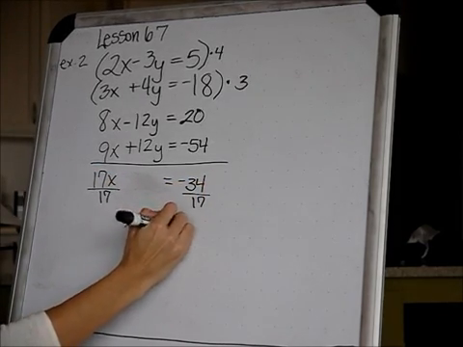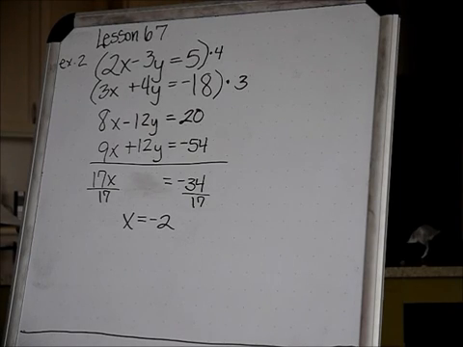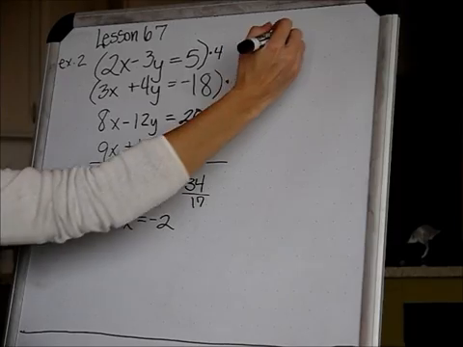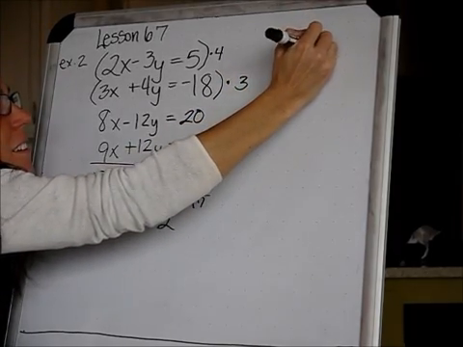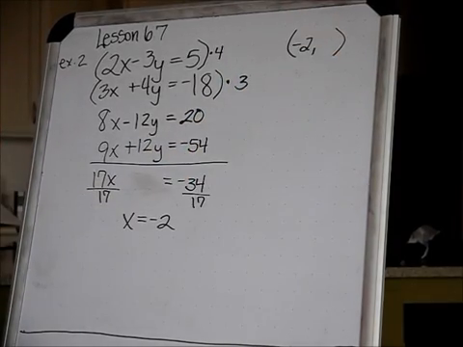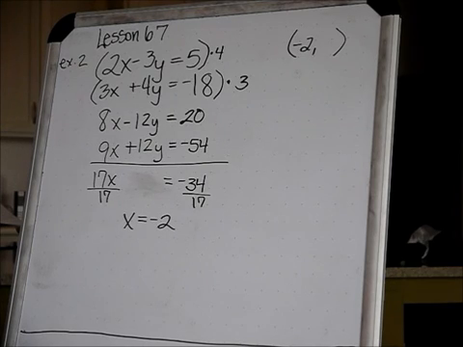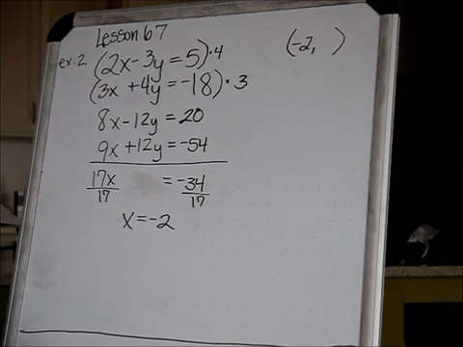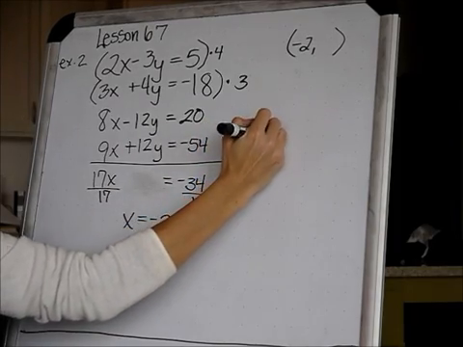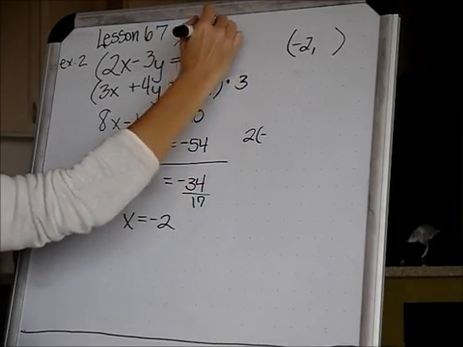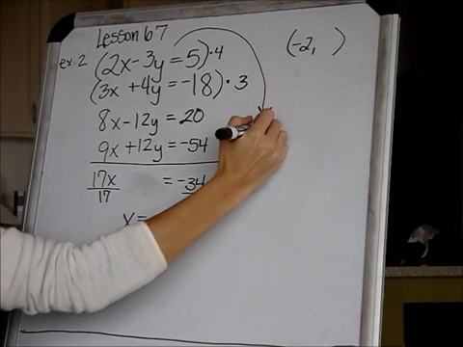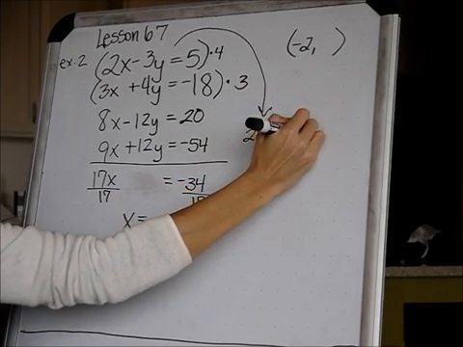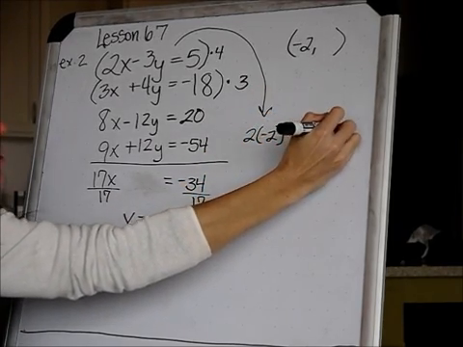X equals negative 2. Are we done? No. Look at all this writing. We should be done. No, we're not done. All right, we've got part of our answer. We have just begun. Okay, I'm just gonna take that top equation again and plug in negative 2 for x to find our y.